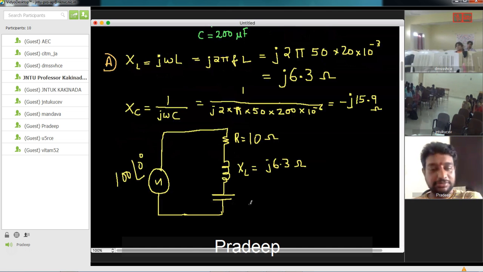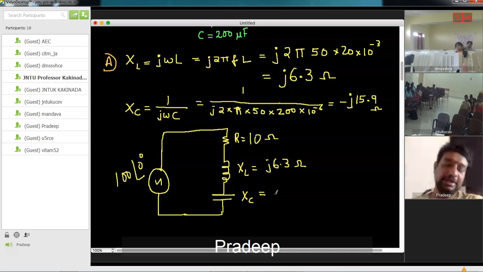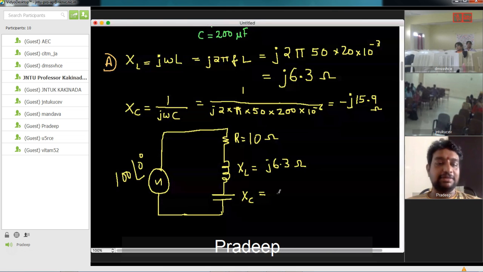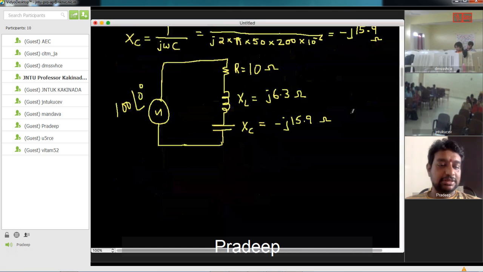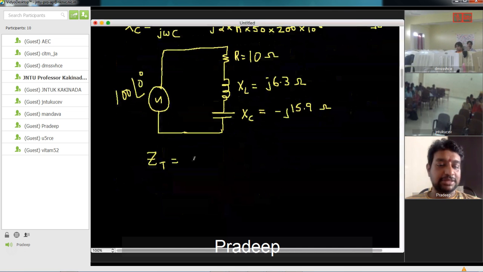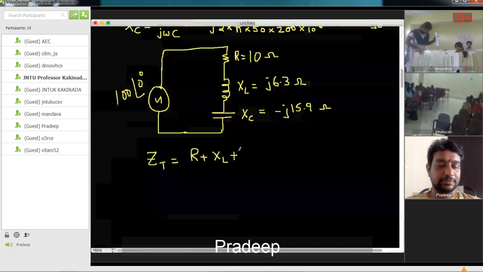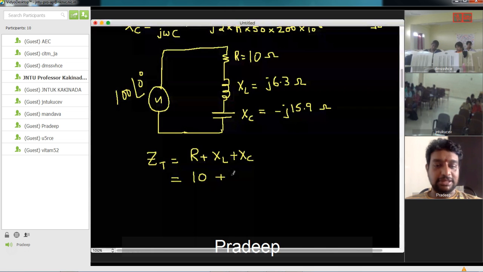So all these things are in ohms, but I cannot add them directly because this is a real number and this is an imaginary number. So let me calculate now the final impedance. Total impedance is R plus XL plus XC. So I'm getting 10 plus j6.3 plus minus j15.9.